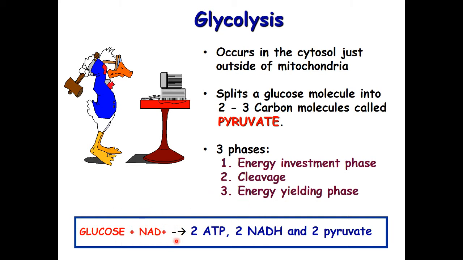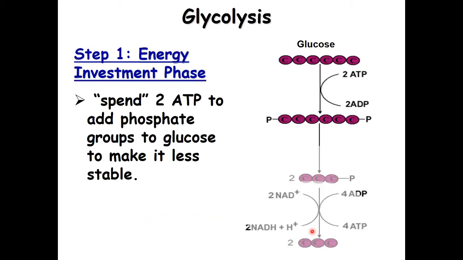The NAD plus will convert into NADH, right? The glucose, 6 carbon, converts into 2 pyruvate, which are 3 carbons. And if you put in another input, ADP, then the ADP will become ATP. So that's why you need to know for each step what goes in and what comes out. There are 3 phases in glycolysis.